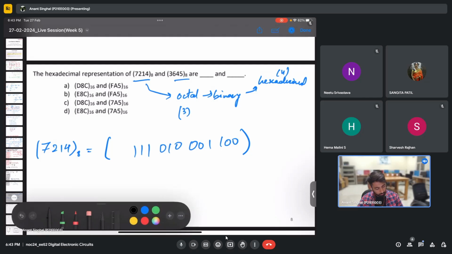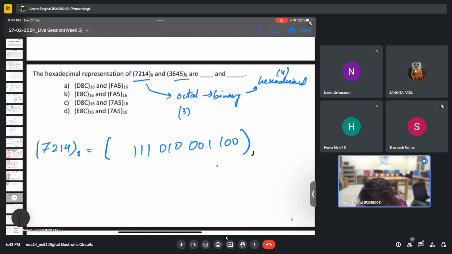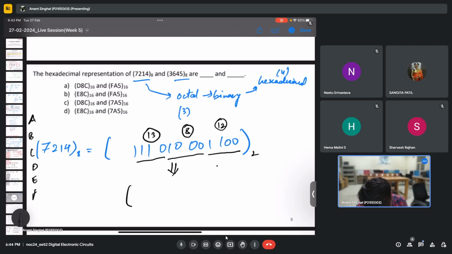And we can directly make groups of 4 now. So this is quite straightforward. This is 1100, that is 12. This is 1000, so this is 8, and this is 13. So we already know in hexadecimal A, B, C, D, E, F are there, which is 10, 11, 12, 13, 14, 15. So we have a 12, that is C, we have an 8, and then 13 is D.